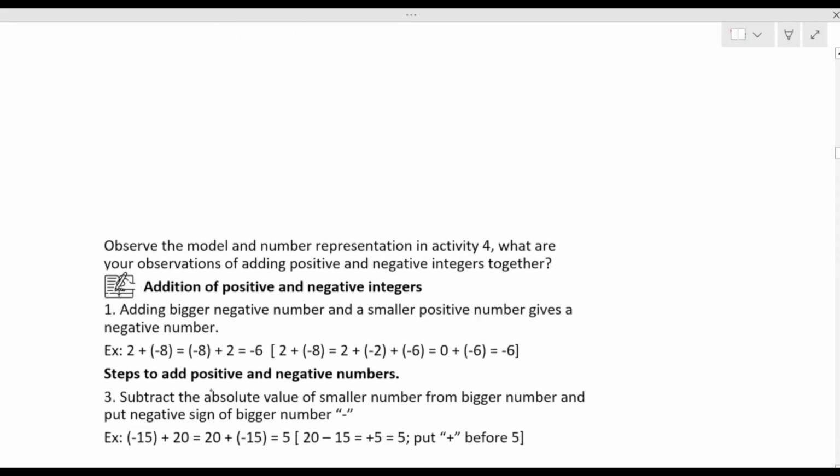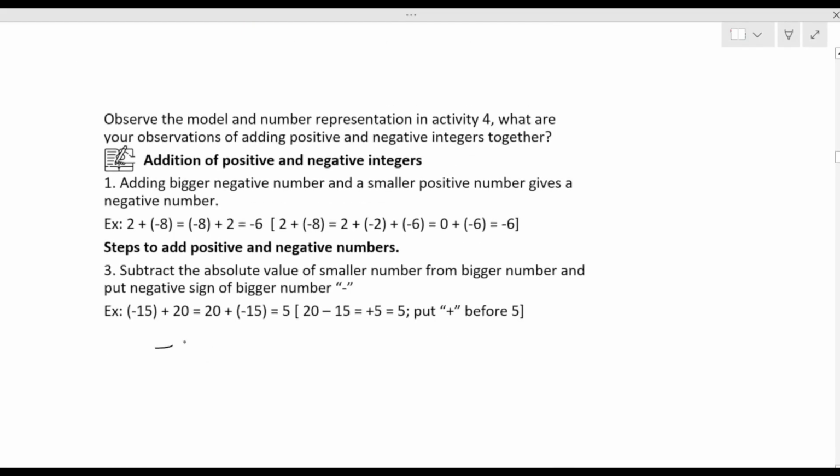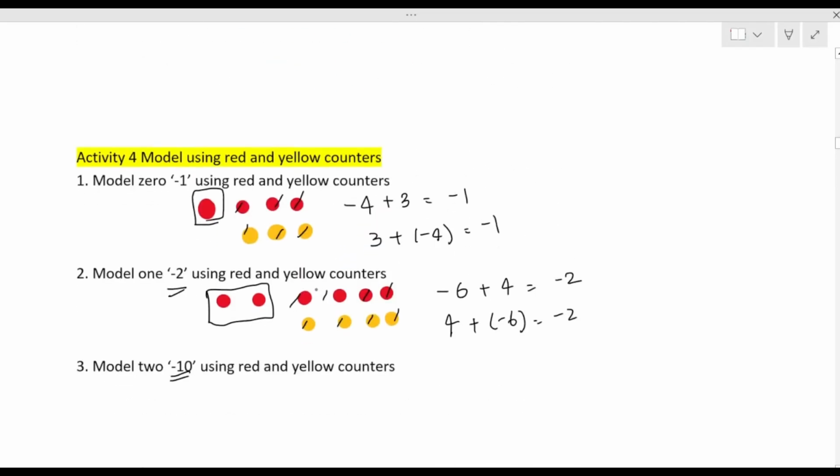Let's take this example. Minus 6 plus 4 is minus 2. So minus 6 plus 4 is what? There are two different signs. So I subtract the smaller number 4 from the bigger number 6, using absolute value. The absolute value of minus 6 is 6, right? So the first step is I subtract 4 from 6, and that is 2. And what is the bigger number here? 6. And what is the sign of the bigger number? It is negative. So the answer that I should put is minus 2. Right? And this is exactly what we did using the counters.